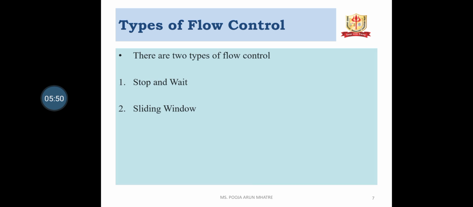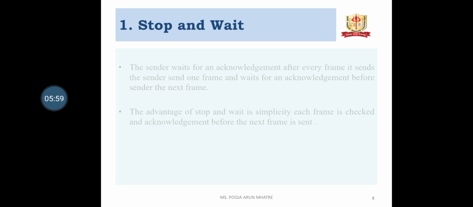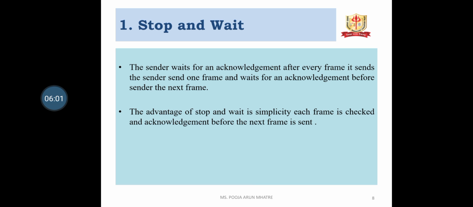Types of flow control. There are two types of flow control. The first one is stop and wait, and the second one is sliding window. Stop and wait: the sender waits for the acknowledgement after every frame. It sends one frame and waits for the acknowledgement before sending the next frame.